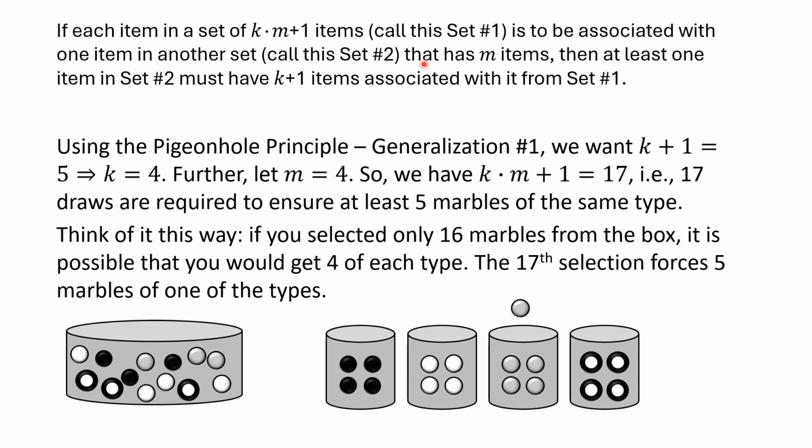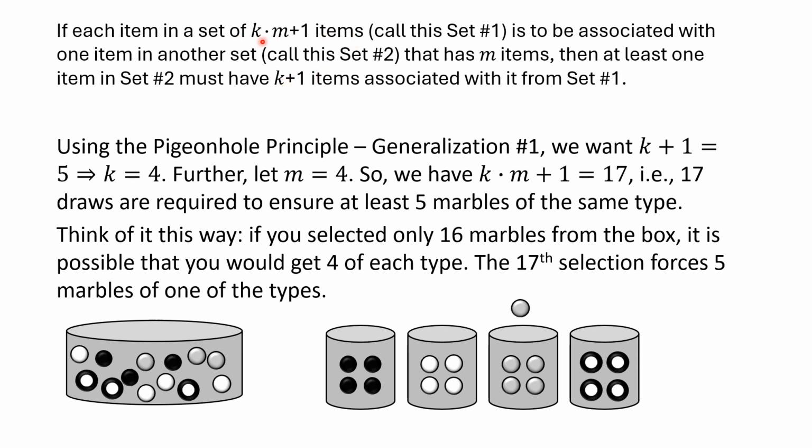So we can have M would basically represent the colors of the marbles, or the types of marbles. So M would be 4. And then we want to have at least one of the containers in set 2, which are of these 4 different colors, would have K plus 1 items. So our K plus 1 is 5. So we can work backwards and say, well, that means K is 4.